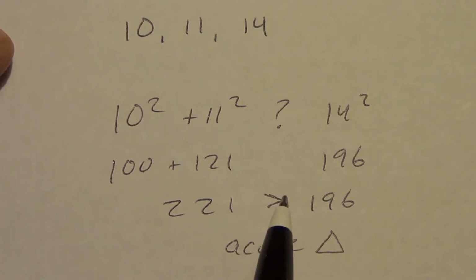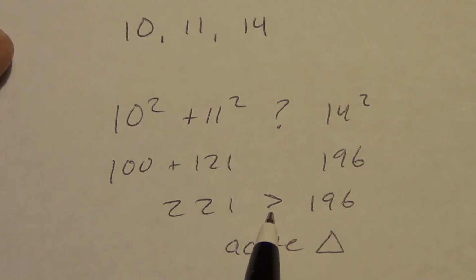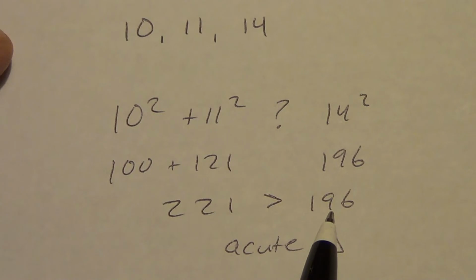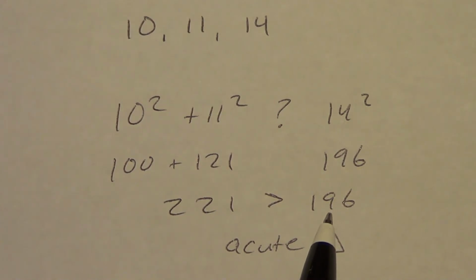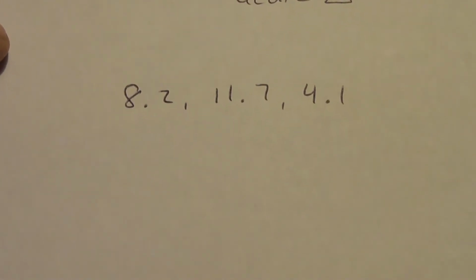Sometimes that's a little confusing because with greater than you think bigger actually leads to a smaller angle. That's why we always focus on the C side of the equation. If C squared is too small, then C is too small, so therefore the angle across from it is too small. The angle is too small to be a right angle, so therefore it's an acute angle, giving us an acute triangle. All right, let's do another one.